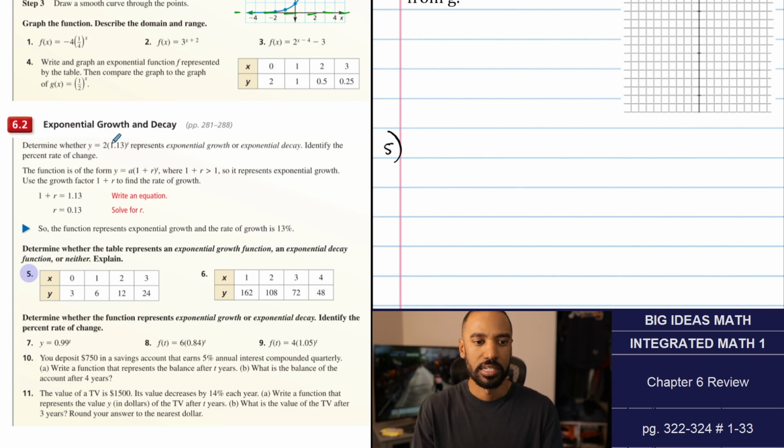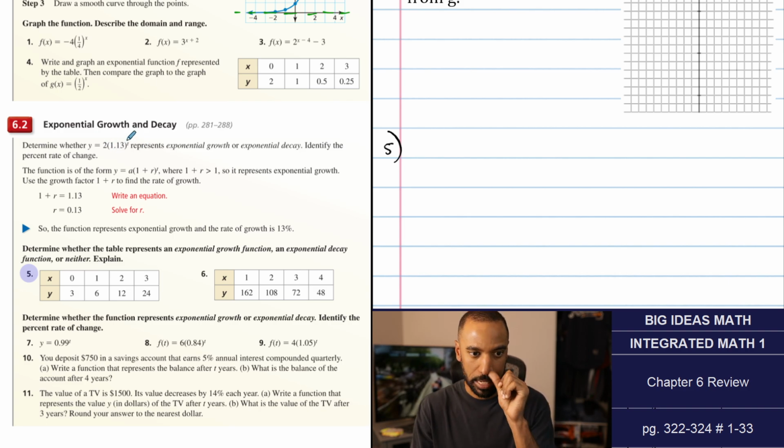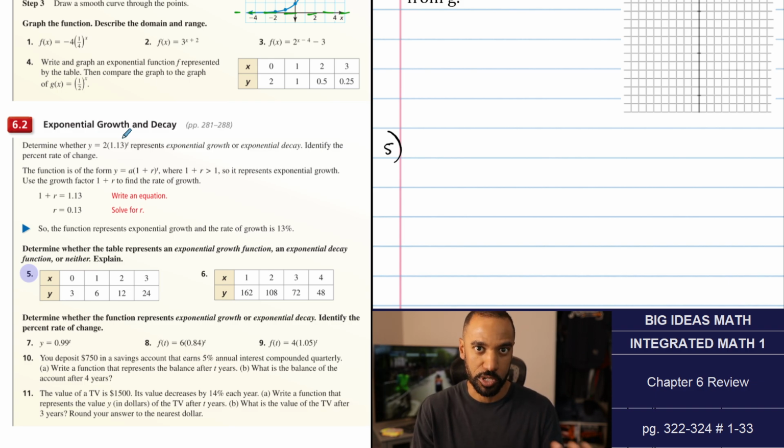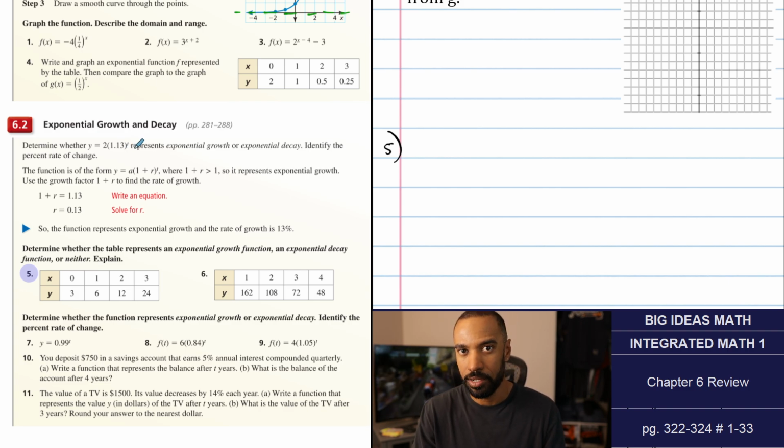Determine whether 2 times 1.13 to the t power represents exponential growth or decay. Identify the percent rate of change. So now we're going to speak a lot more on decimals to use percentages. Okay, so be comfortable with the decimal instead of like 1/2, we'll say 0.5, things like that. Now 1.13 is a number that's more than 1. You would literally have to add something to 1 to get what that is.